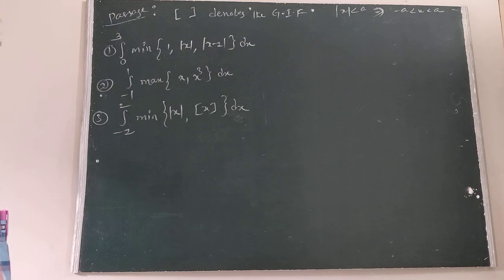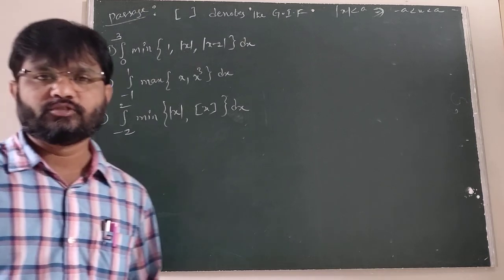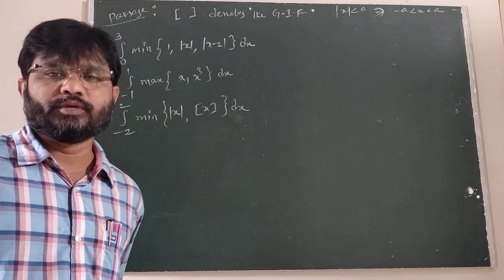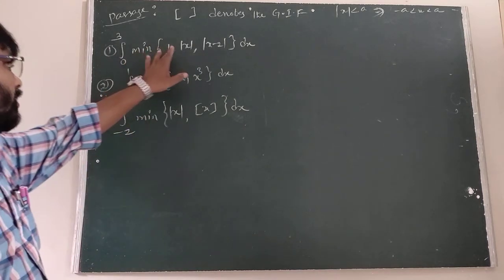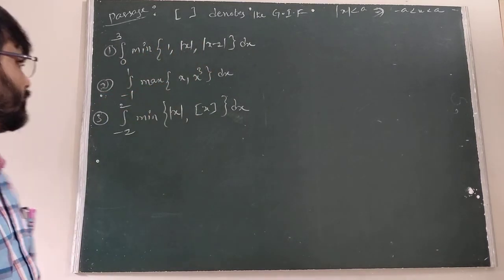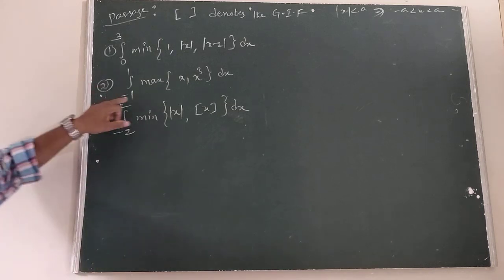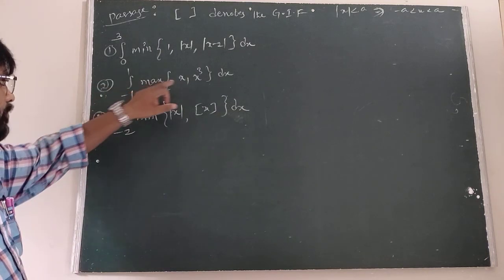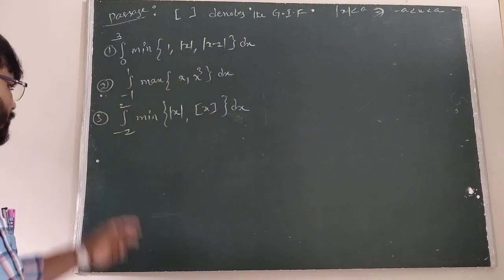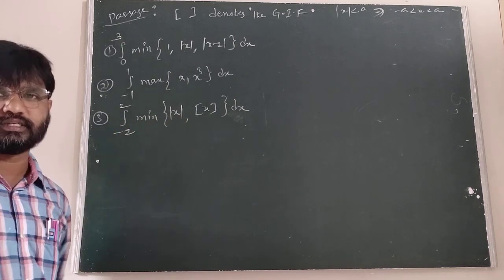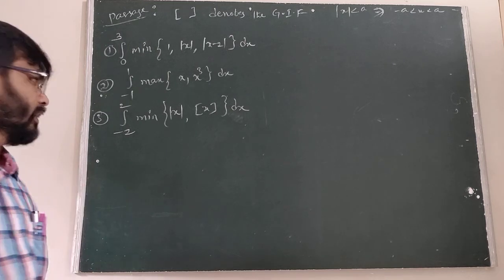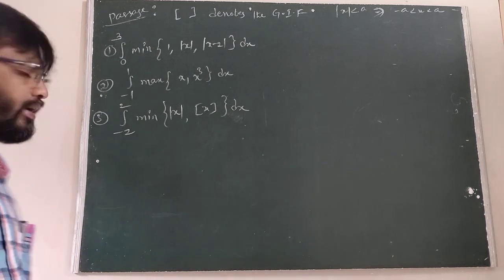Now the another passage. Step denotes the greatest integer function. Mod x less than a, that is, x lies between minus a to a. The first question: the integral of the minimum of 1 and mod of x minus 2. The second question: the integral from minus 1 to 1 of the maximum of x comma x cube dx. And the third question: the integral from minus 2 to 2 of the minimum of mod x and step x dx.